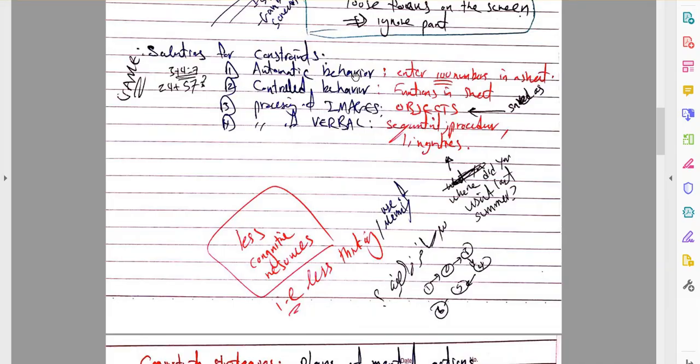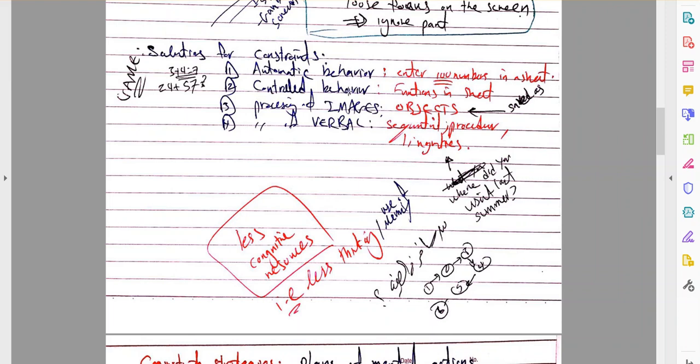Automatic behavior, a simple example: when I ask you this question, 3 plus 4, how much? You will say simply 7. 2 plus 5, you will say 7. 1 plus 4, 5. You see how quick it is. This is very quick and fewer cognitive resources are needed. Less thinking is needed, less memory is needed. So this is what you call automatic behavior.